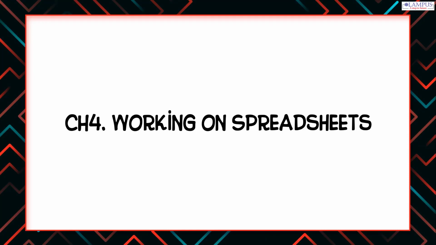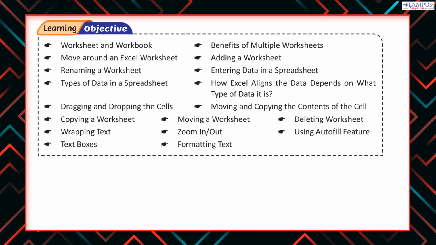Chapter 4. Working on Spreadsheets. Learning Objective. Worksheet and Workbook. Benefits of multiple worksheets. Move around an Excel worksheet. Adding a worksheet. Renaming a worksheet. Entering data in a spreadsheet. Types of data in a spreadsheet. How Excel aligns the data depends on what type of data it is.